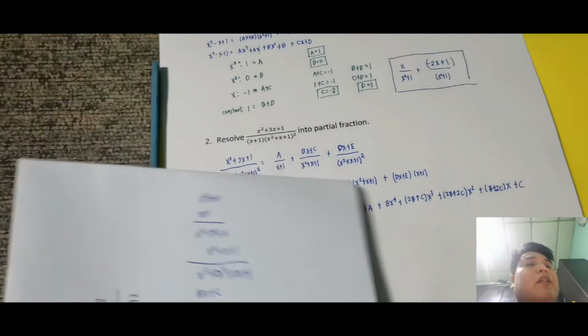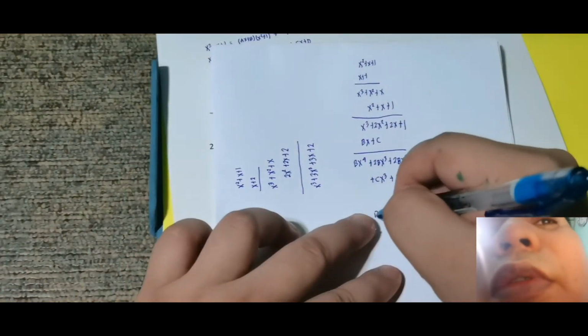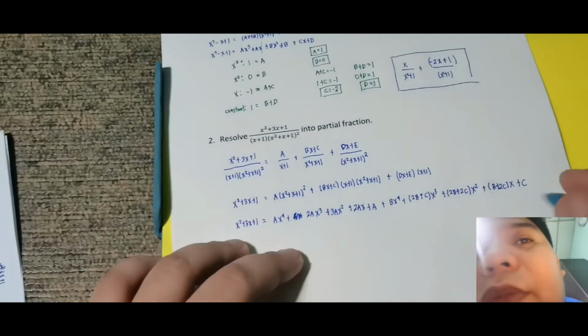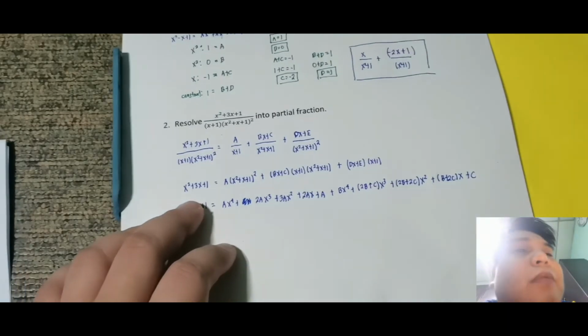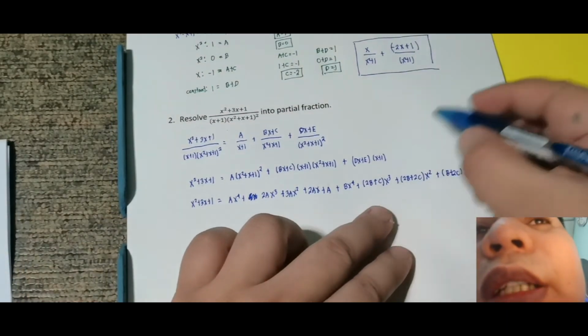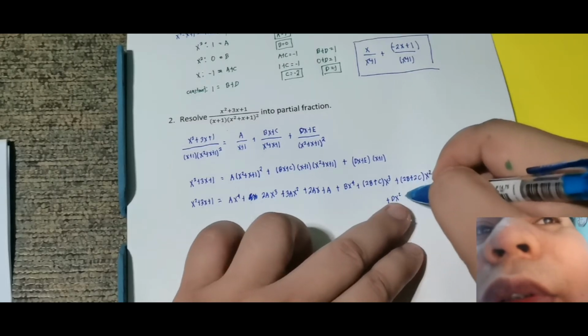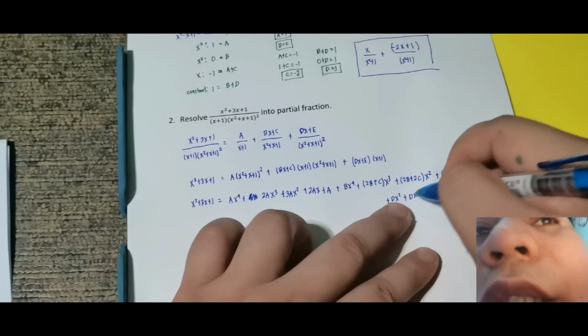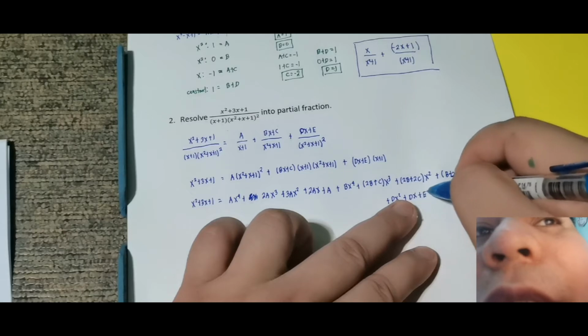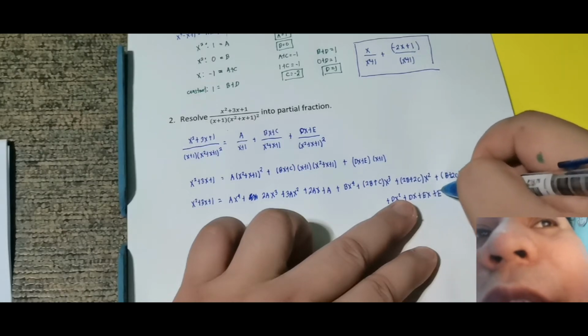Next is si dx plus e times x plus 1. So dx, so doon na lang, pwede na yan, kaya na yan. So dx plus e times x plus 1 is dx squared plus dx plus ex plus e.